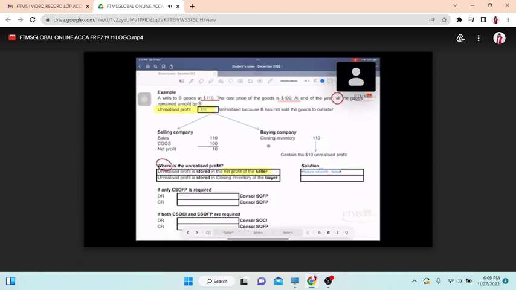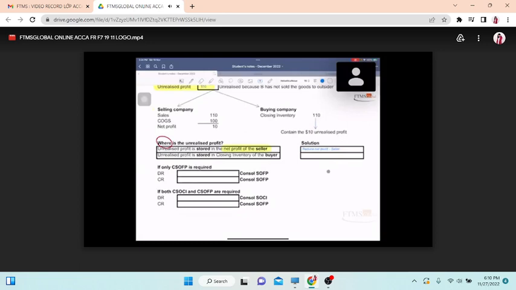I will need to reduce the net profit of the seller. Of course, if I want to reduce profit, in other words I reduce retained earnings, correct? So if I want to reduce retained earnings, the retained earnings will be debit. So that's one part of the unrealized profit on trading: the net profit of the seller.